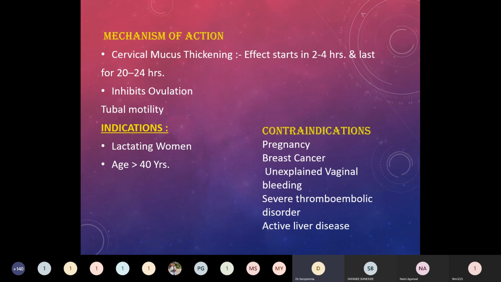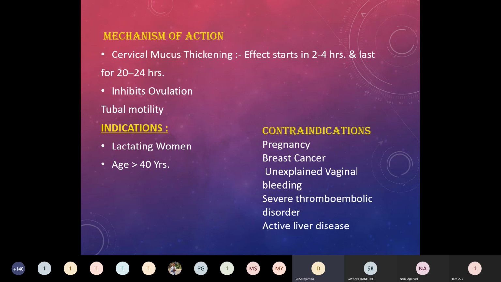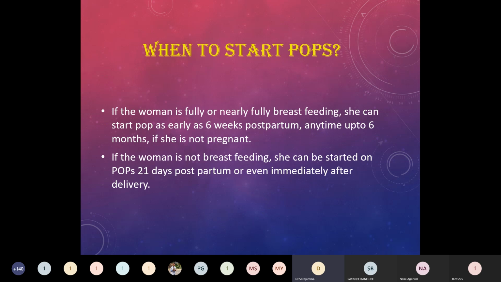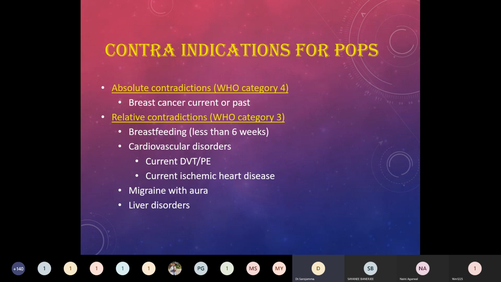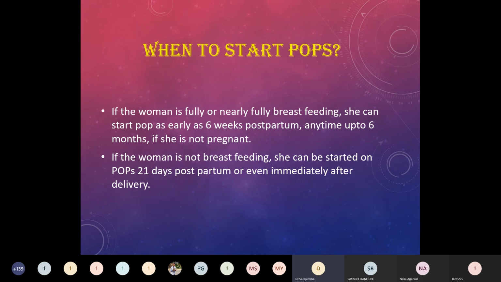Mechanism of action, as you all know: the progesterone mainly acts by thickening the mucus, inhibition of ovulation in 50% of the cases, and delay in tubal motility, affecting sperm or ovum transportation. Indications are lactating women and women in the perimenopausal age group, for protection along with HRT and things like that. These are the women for whom we can give progesterone, and this is less forgiving.